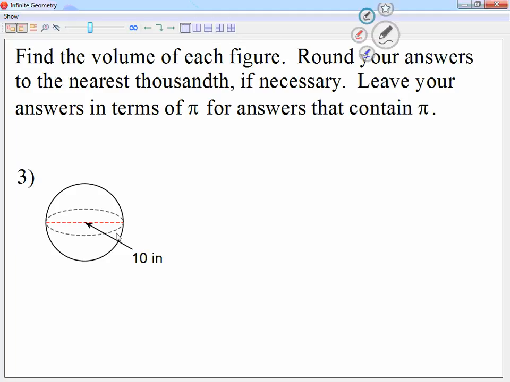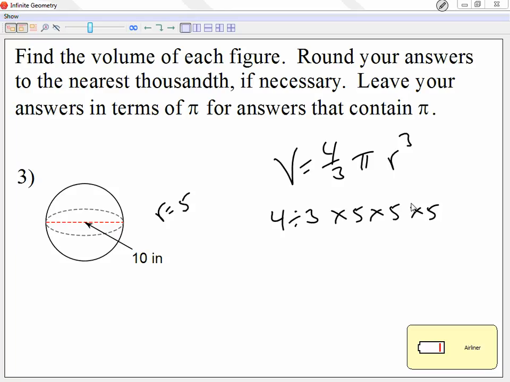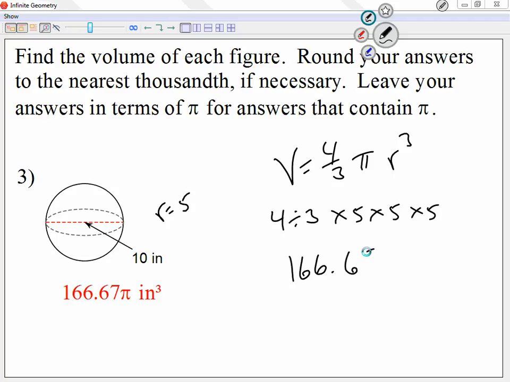Looking at question number 3, the diameter is 10, so we know the radius is 5. Remember, the radius is half of the diameter. So the formula is 4/3 times pi times radius cubed. So once again, I'm going to go 4 divided by 3 for the 4/3 times 5 times 5 times 5. When you multiply this out, you should get 166.67.